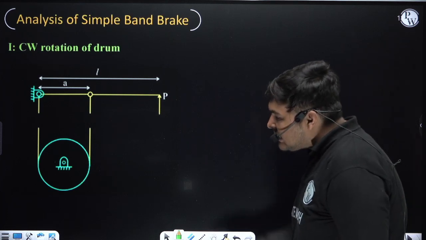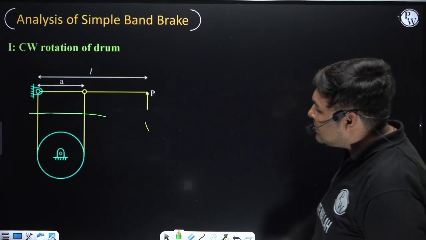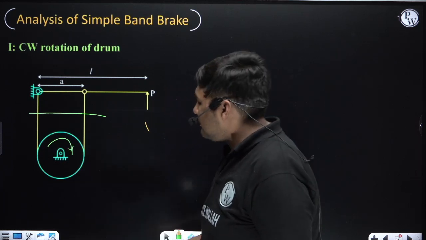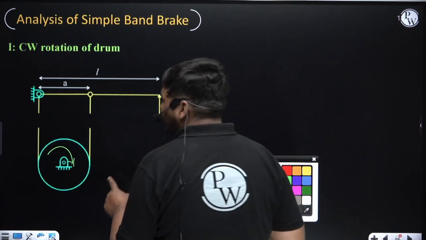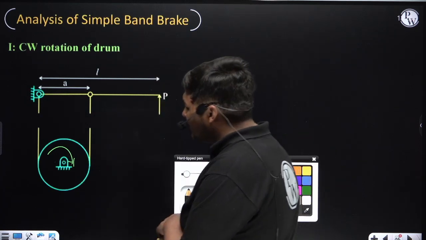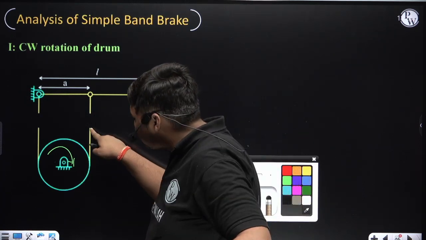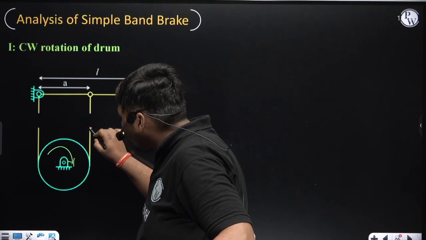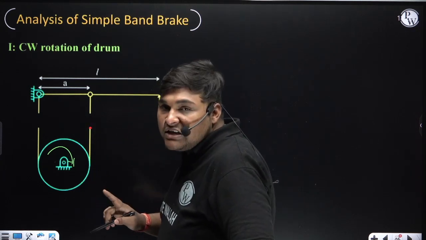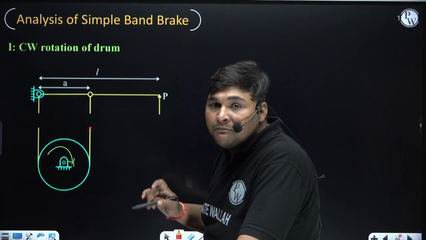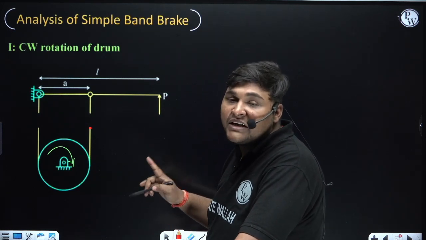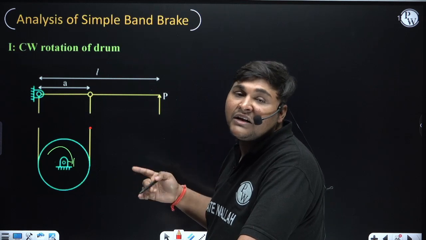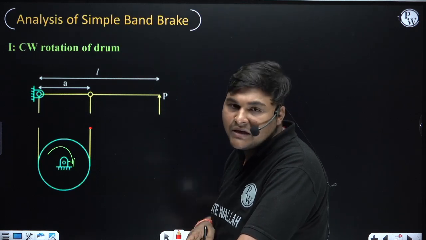So first we will draw the FBD of drum, and right now we are discussing clockwise rotation of drum. So the drum is rotating clockwise. First find which side will be the tension or tight side, and which side is the slack side. For that, first draw at this point. At this point we have cut the band, so internal force will come here, such that it ensures the band is in tension, because we already know the band will be in tension.